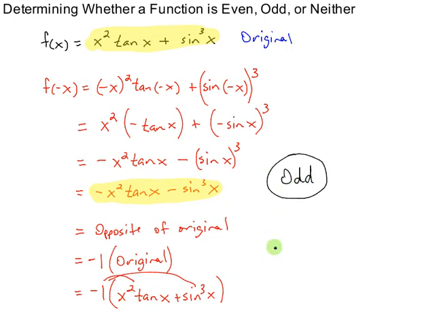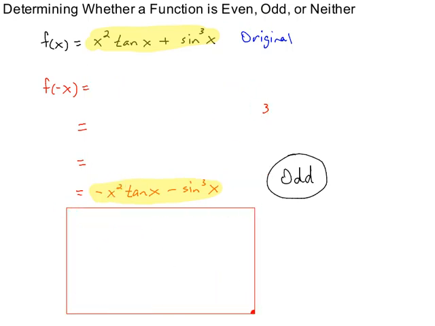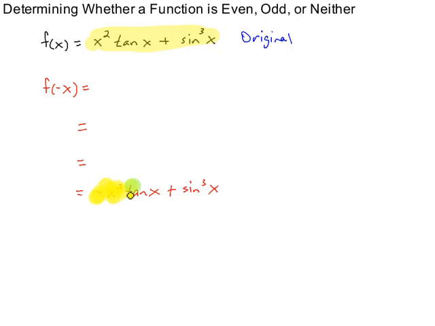Now, without going through an example, let's just say we ended up with, let's get rid of all of this. Let's just say instead of this here, we ended up with a plus here, okay? And when you compare this guy to the original function, they are not equal. That means it's not an even function.